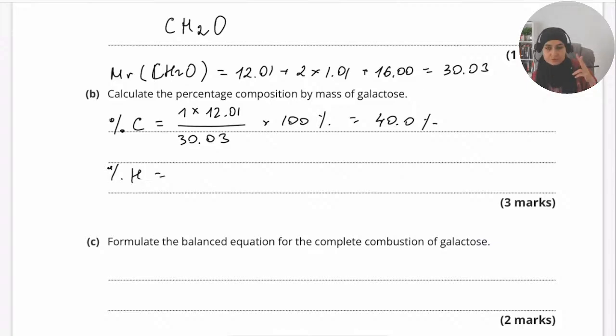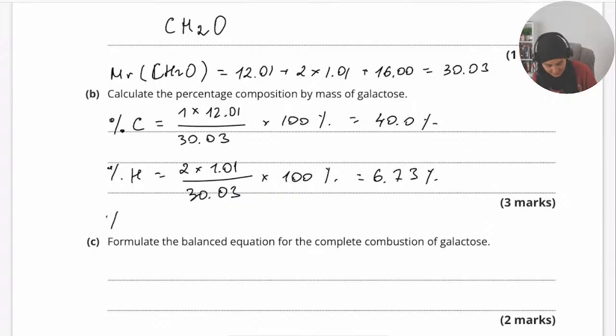So we have 2 moles of hydrogen per each mole of the empirical formula, times 1.01, divided by the total 30.03, times 100. Remember, for IB you have to write molar masses to 2 decimal places, just like they are in the periodic table. So 6.73%. And for oxygen, you can either subtract, do 100 minus the rest, or just calculate as I did before.